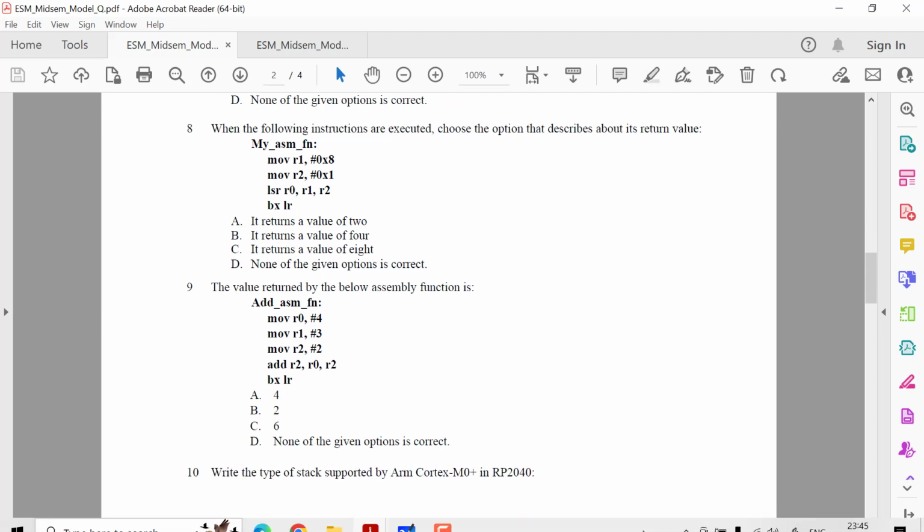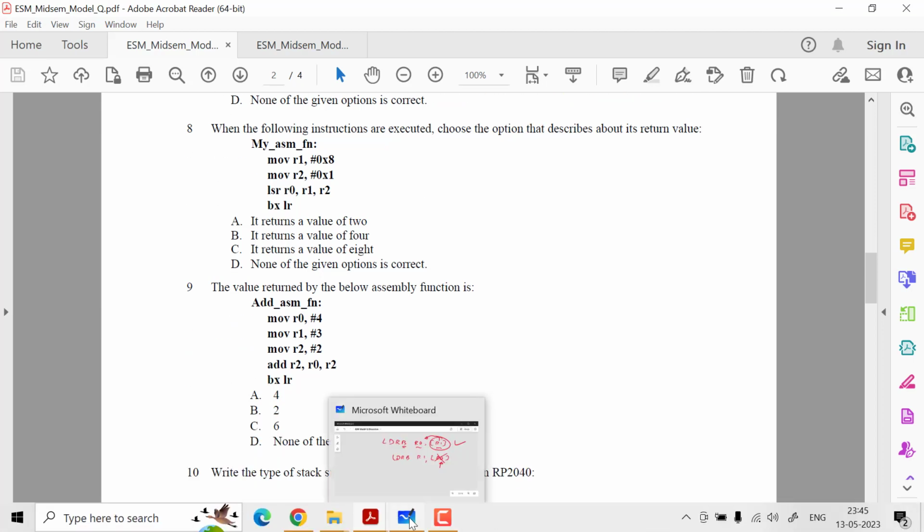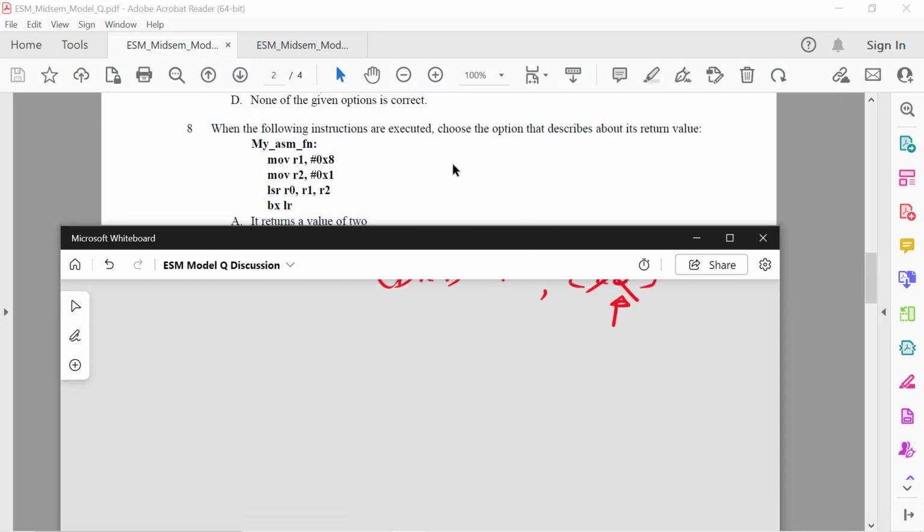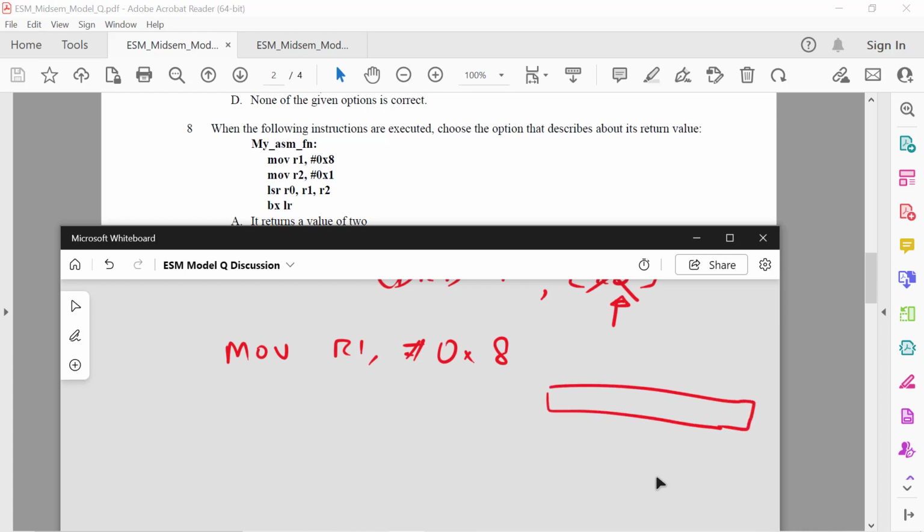Now let me talk about this one. When the following instructions are executed, choose the option that describes its return value. Let us not look at the return value yet; let us try to understand this code. R1 is loaded with 0x8. As I told you, it is a 32-bit register, so a 32-bit value is always loaded. Though you are giving only the lower valid value, the rest of it will be 0.